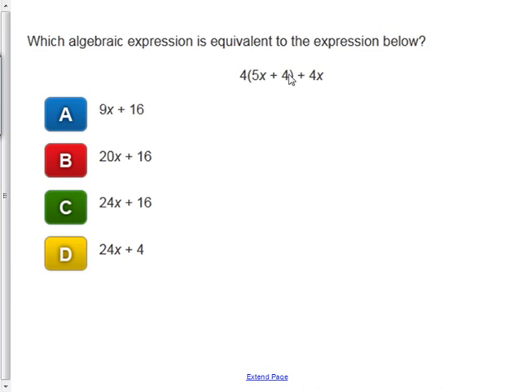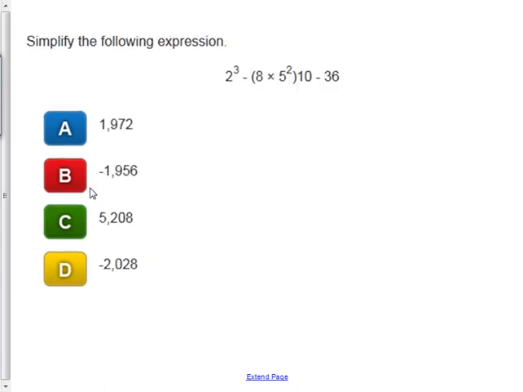So which one is equivalent to this expression? So now we get to do the distributive property the other way. So let's distribute throughout the parentheses. So 4 times 5 is 20x. 4 times 4 is 16. So we'll say plus because we have a plus sign there. So 16. And then we have plus 4x. So again, we did what's inside the parentheses there first. We dealt with that. Now I have like terms, okay? So it's like I have 20x and 4x, so together I have 24x plus 16, and so my choice then is C.